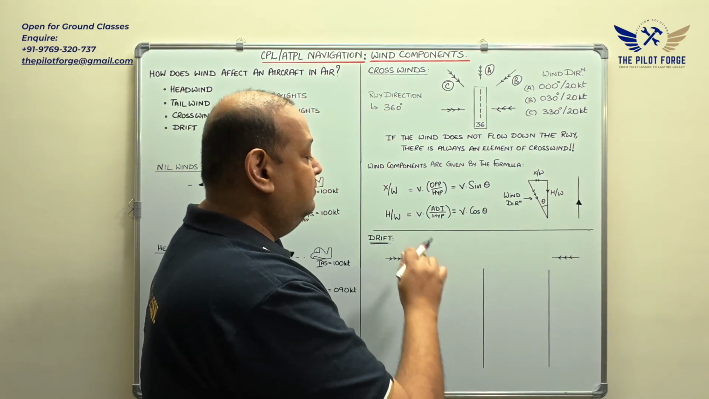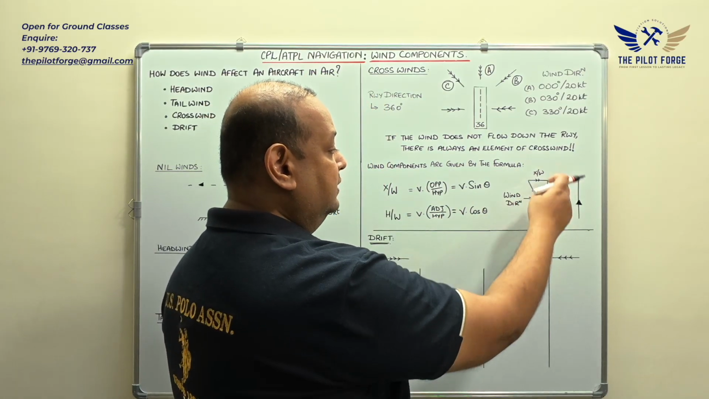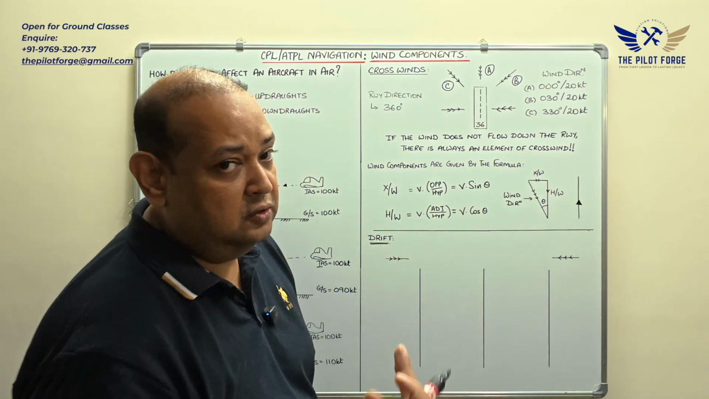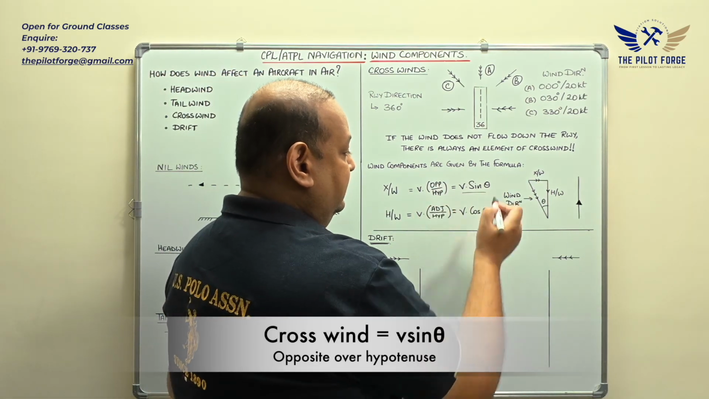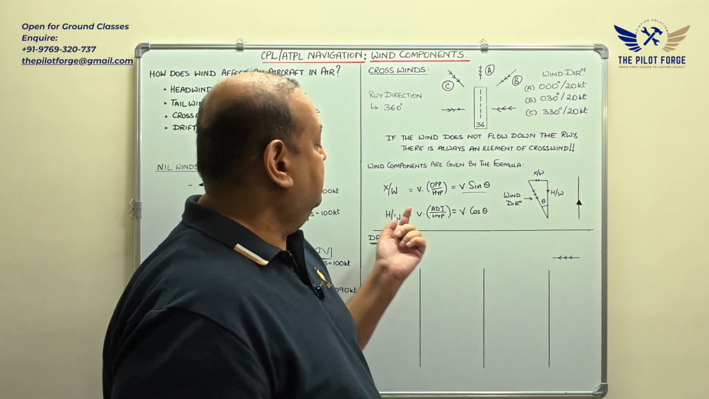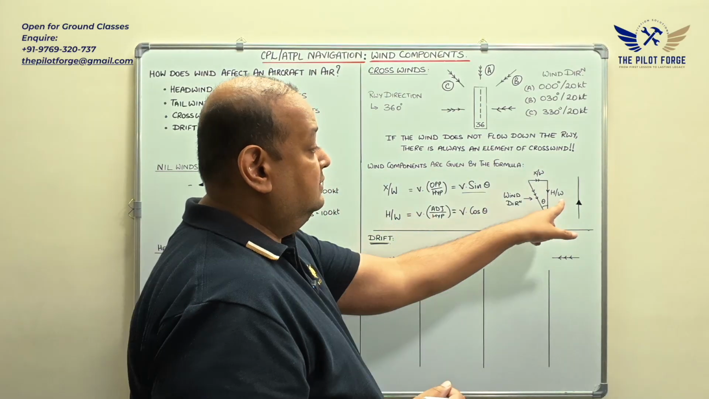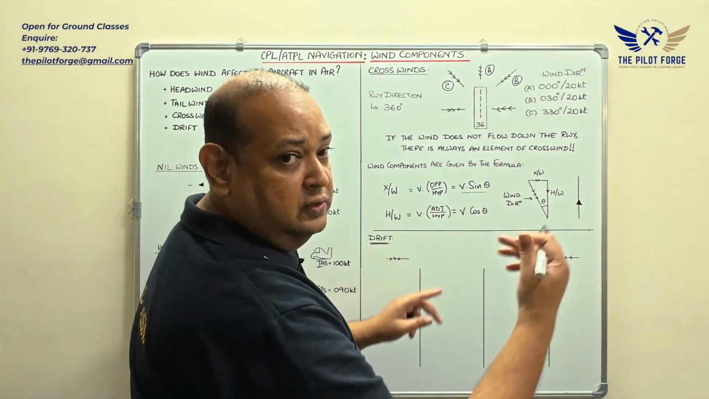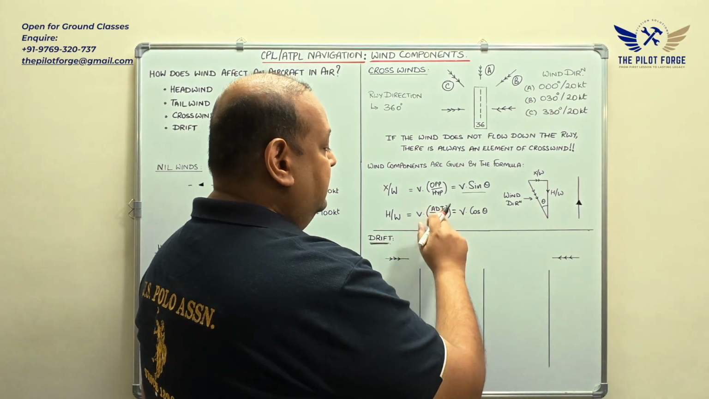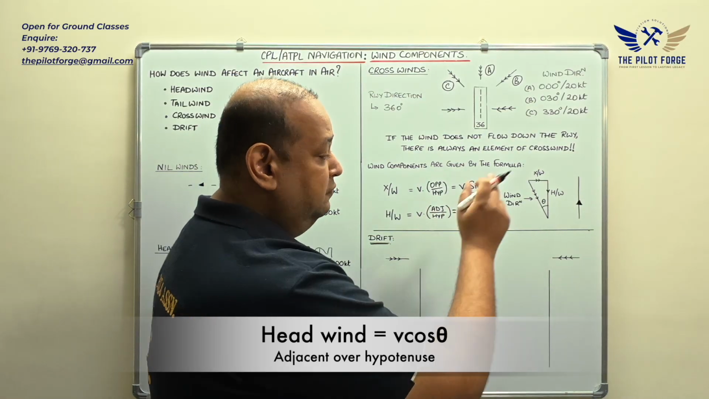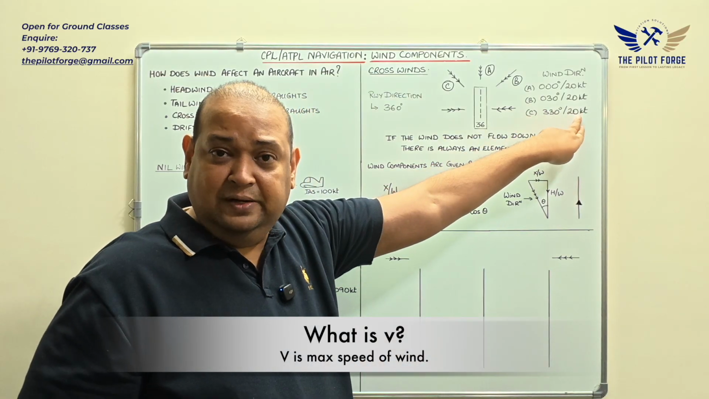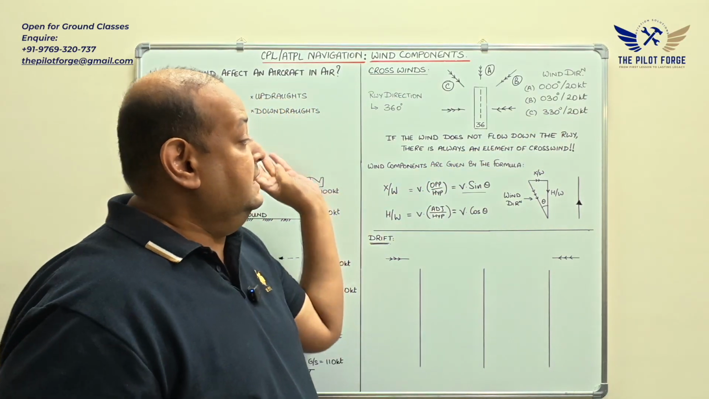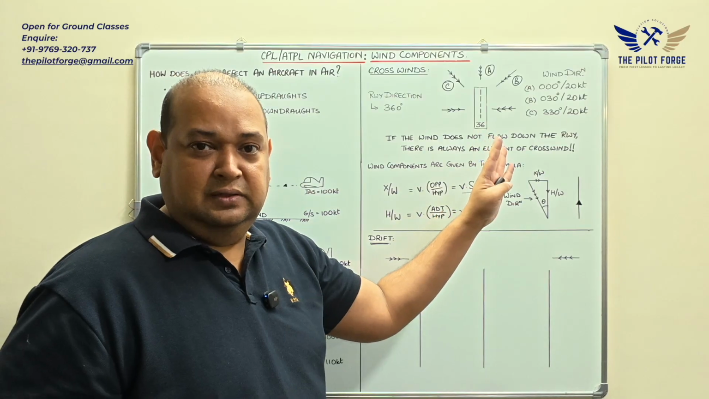How do we use them? Crosswinds are given by opposite. So opposite to the angle is your crosswind. Opposite upon hypotenuse giving you V sine theta. Simple. And headwind is this component adjacent to the angle. Therefore, adjacent upon hypotenuse giving you V cos theta. What is V? V is the maximum speed of the wind. Now that's how you get crosswinds.